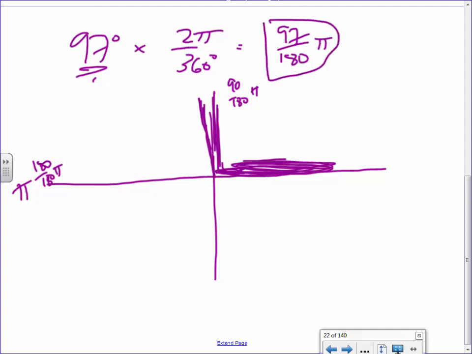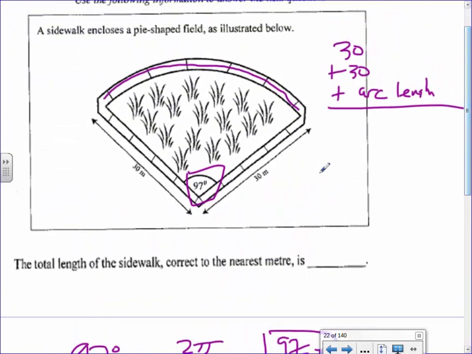This right here is now going to get used in my formula. So my formula was arc length divided by radius is how we define a radian. 1 radian is when the arc length is the same as the radius. So if I want to solve for the arc length, I take my angle and I times by my radius.